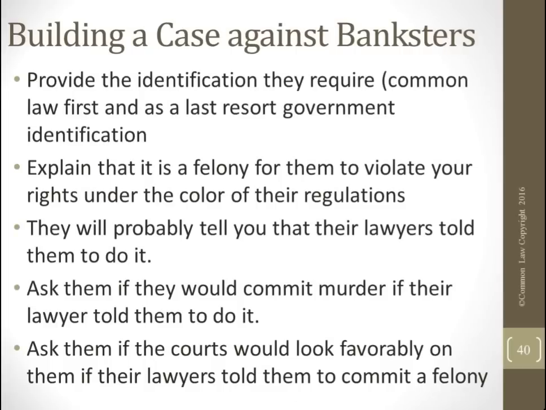Provide the identification they require, common law first, and as a last resort, government ID. Explain it's a felony for them to violate your rights under the color of their regulations, and they'll probably tell you that their liars told them to do it. So then they would commit murder if their liar told them to do that? Ask them if the courts would look favorably on them. I mean, it depends on how much you want to push it. Okay? You could ask them if the courts would look favorably on them if their liars told them to commit a felony.